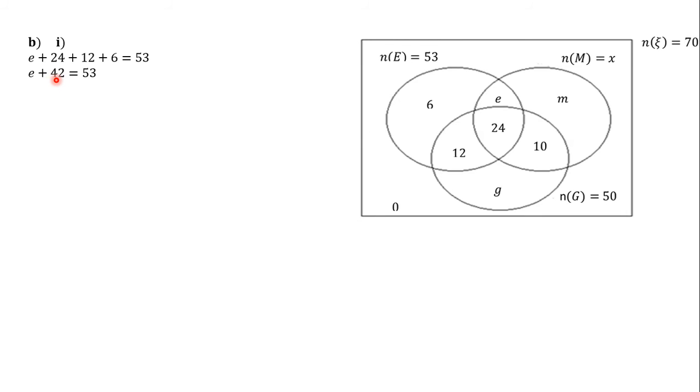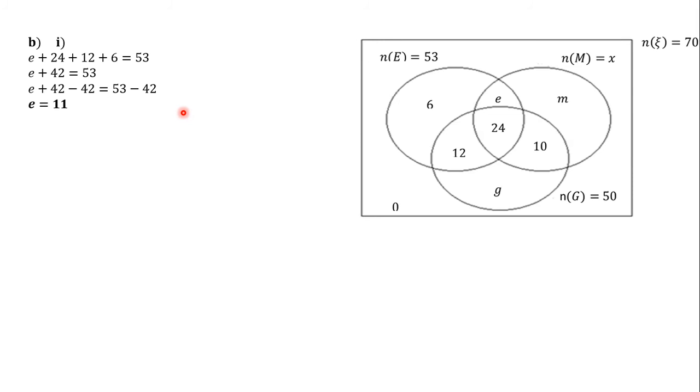Then we learned that 42 crosses the equal sign. Mathematically it's not right. We're going to subtract 42 from both sides. Call it the balancing method. So by doing subtraction on both sides, we will now get E to be 11. E is now 11.